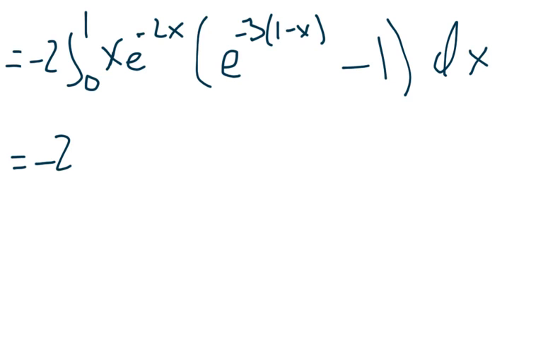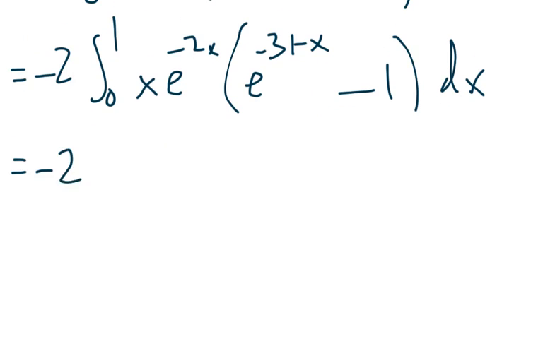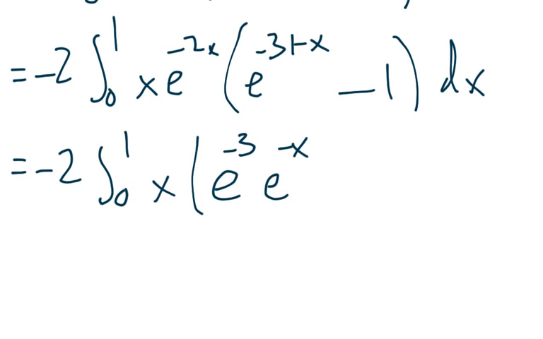This is going to give me a minus 2, 0 to 1, x e to the minus 2x, e to the minus 3 plus x, minus 1, dx, minus 2, 0 to 1, x. I'm going to bring this inside, so I have e to the minus 3, e to the minus x, right? X minus 2x is minus x, minus e to the minus 2x dx.